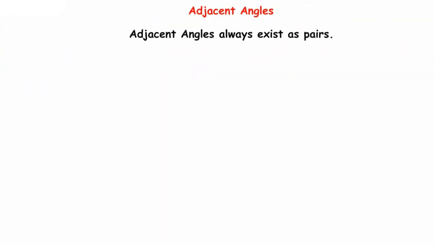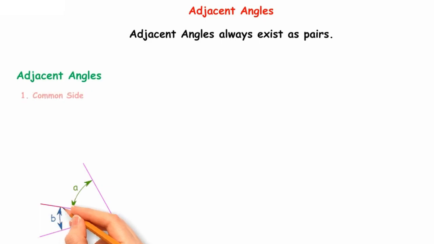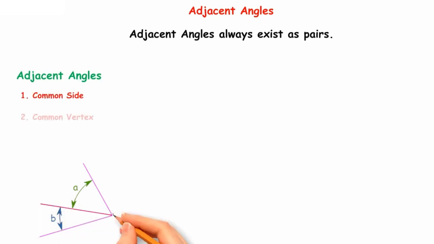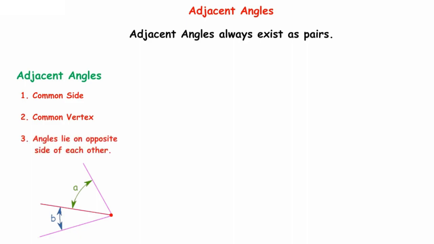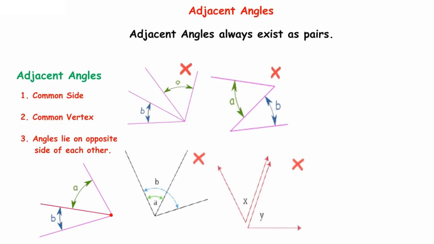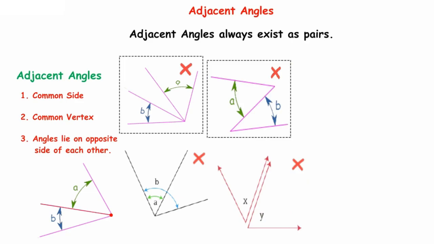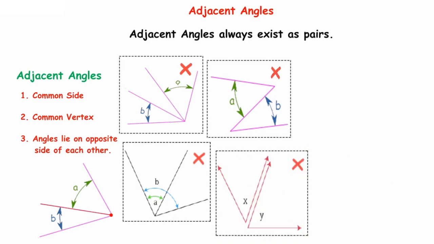Let's do a quick review of all of the new concepts. Two angles are adjacent angles when they have a common side, a common vertex, and angles lie on the opposite side of each other. All of the three conditions should be applied. These all are not adjacent angles. In the first figure, there isn't a common side. In the second figure, there isn't a common vertex. In the third figure, angles don't lie on the opposite side. And in the last figure, angles are not combined.